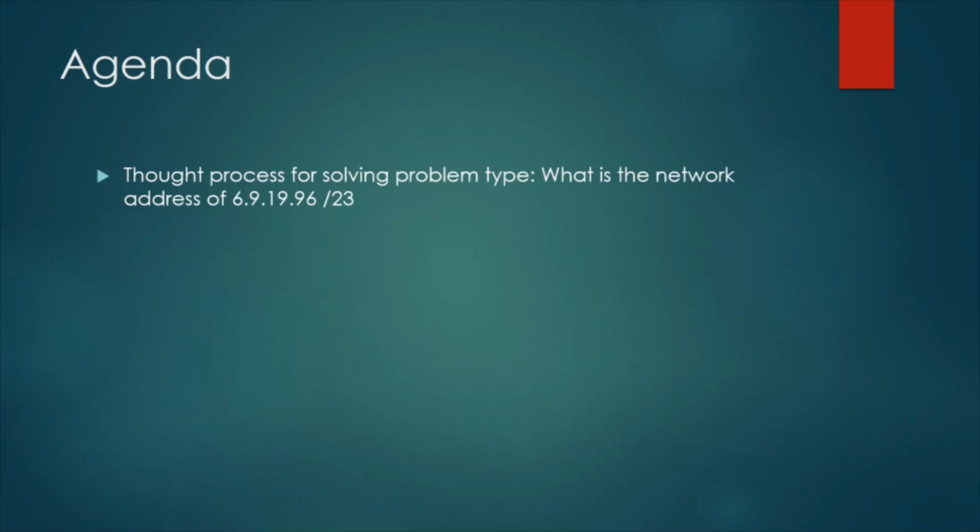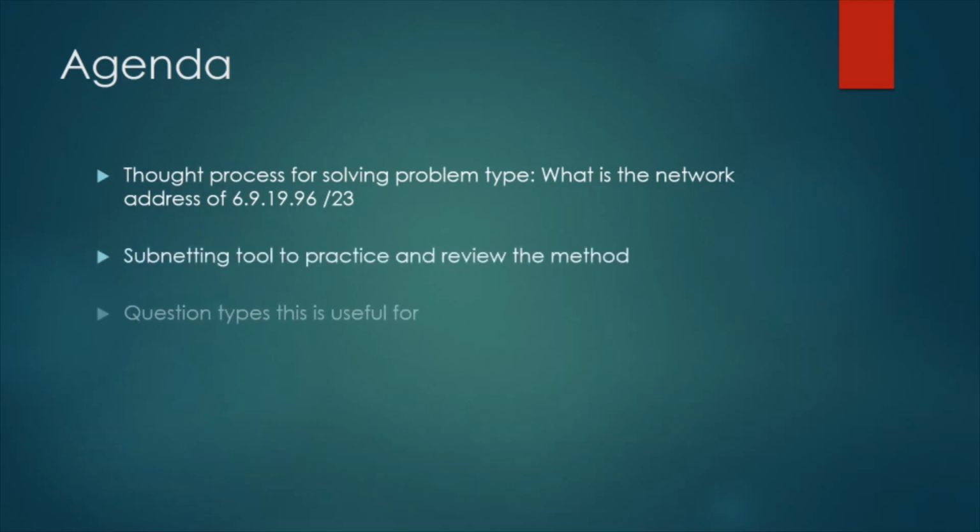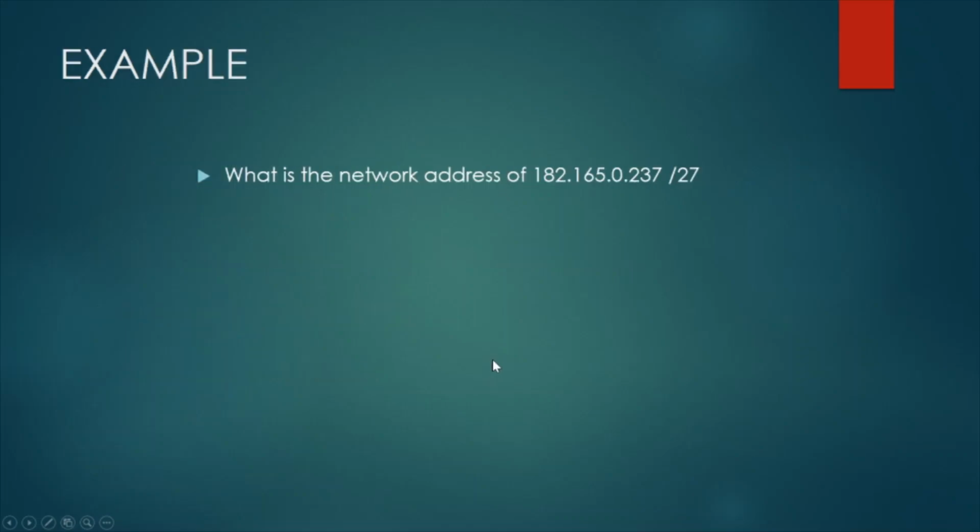What we're going to go over is the thought process for solving a problem type. For example, what is the network address of 6.9.19.96/23? The old way I used to do it would take minutes. Now I'm down to seconds, so it really saves a lot of time. We'll use a subnetting tool to practice and review after we go over the first example. I'll show you a question type that this is useful for, when you need to be able to do this. Then we'll have a conclusion and talk about what's coming next.